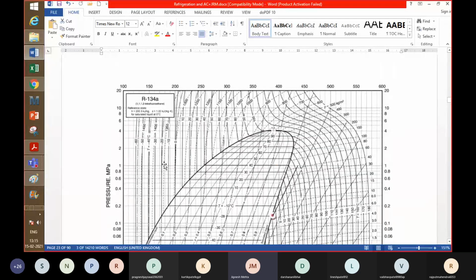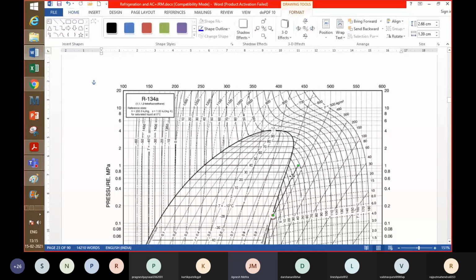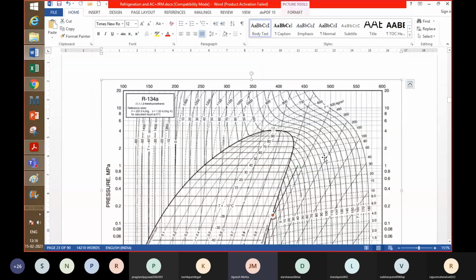Where is 1 megapascal? This is the 1 megapascal line. So I have drawn it almost up to that line, right? So this is the line for the compression process, the isentropic compression process. Now the next line.